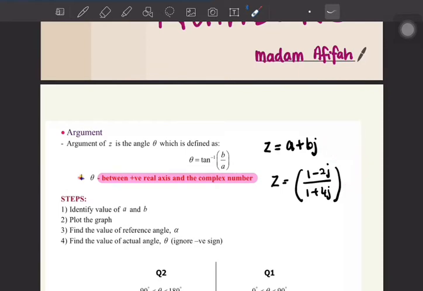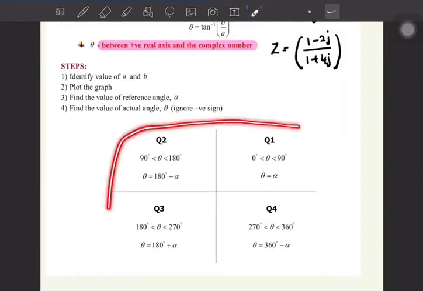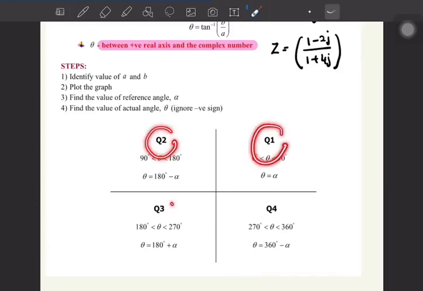Now we will take a look at how to find the argument of z, or the angle theta. Take a look at this, it is very important. After this you will have to use the argument of complex numbers to find z to the power of n, or to find the roots of complex numbers. So you really need to understand how to get the correct value of theta. I label these as quadrant 1, quadrant 2, quadrant 3, quadrant 4.